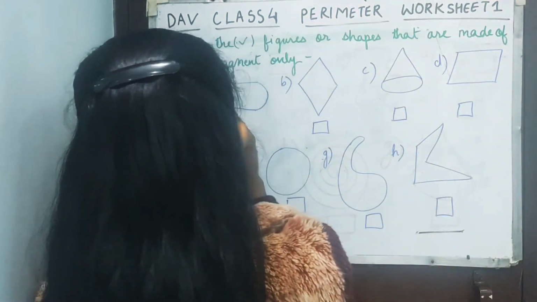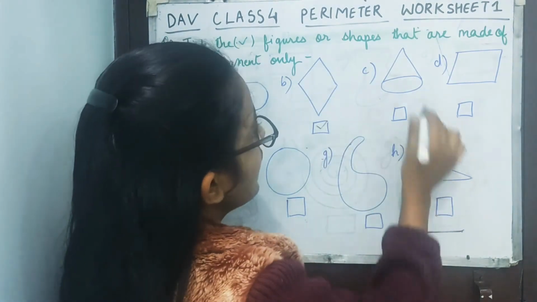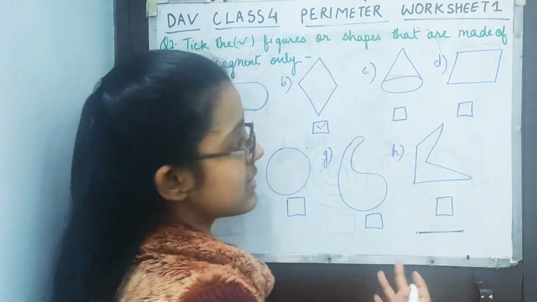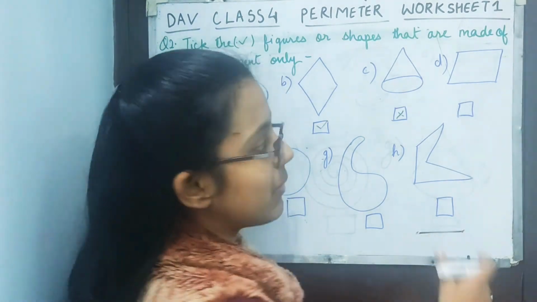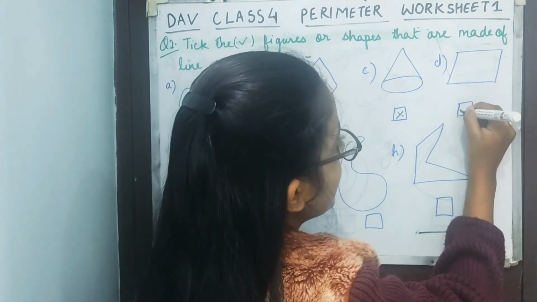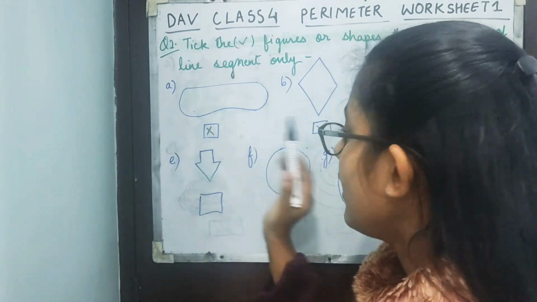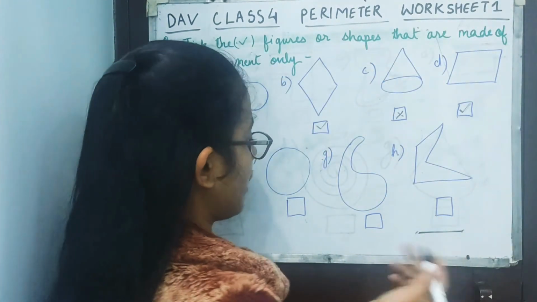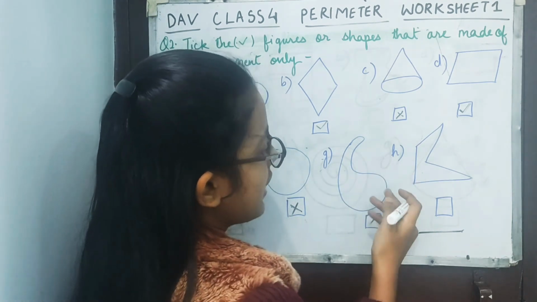Then coming to our B part. It's made of line segments because all the lines are straight lines, so tick. Then C part, this has line segments but a cone is there, and at the bottom a circle or an oval is there, so it is a cross. D part, all the four lines are line segments, all have endpoints, they are not moving ahead and all are straight lines, so this will be a line segment figure. Then E also is a line segment figure because all are straight lines with endpoints. Coming to F, it's a circle, lines are not there, so line segments are not there. Then cross. G part is also a cross, line segments are not there, it's a curve.